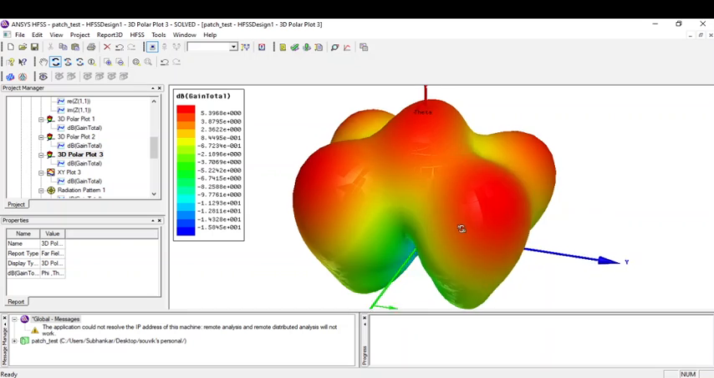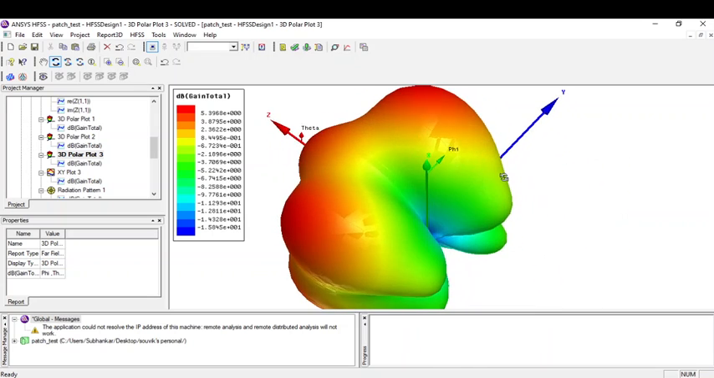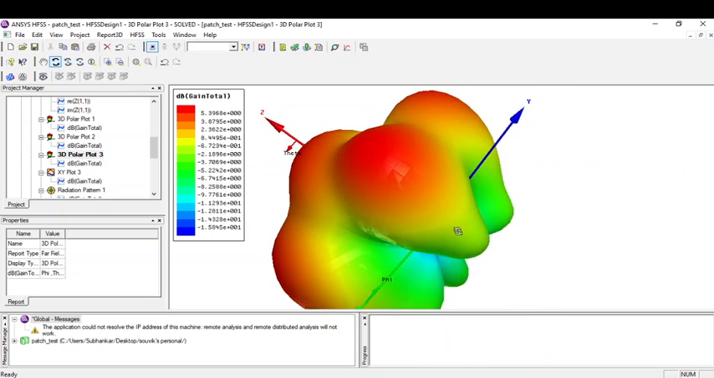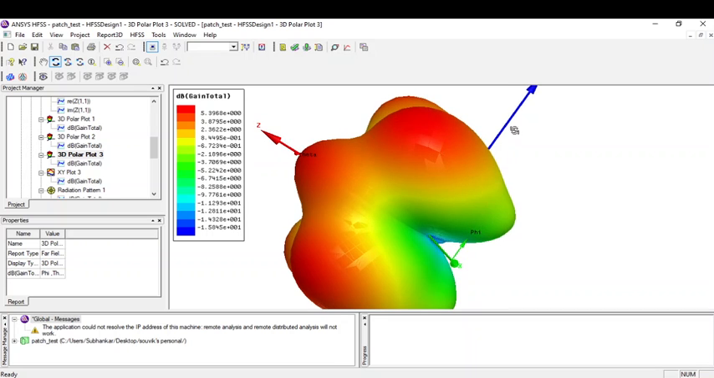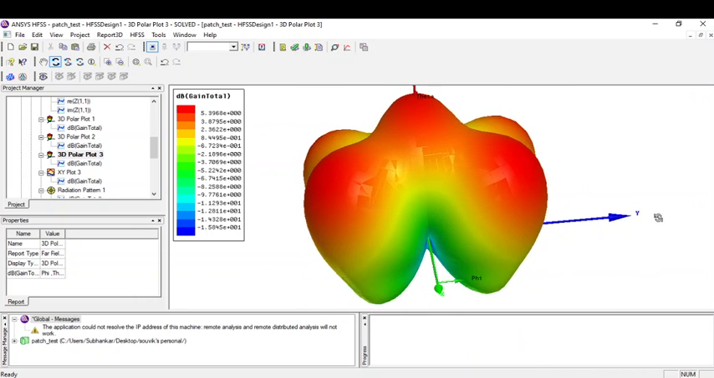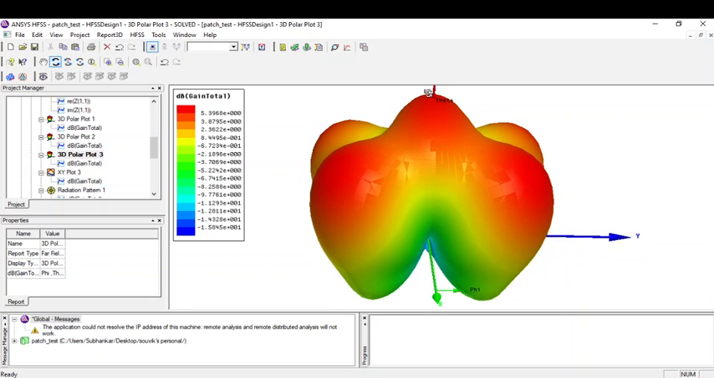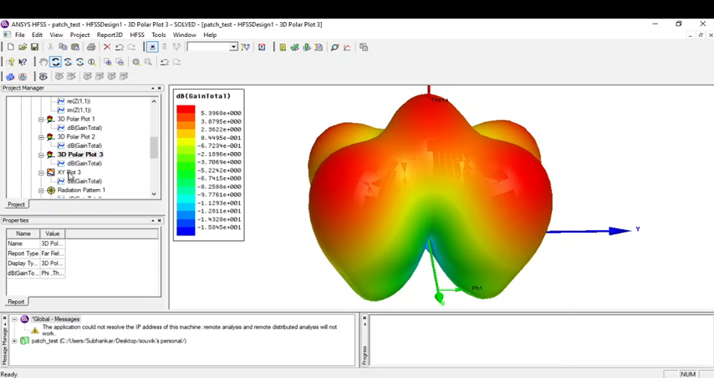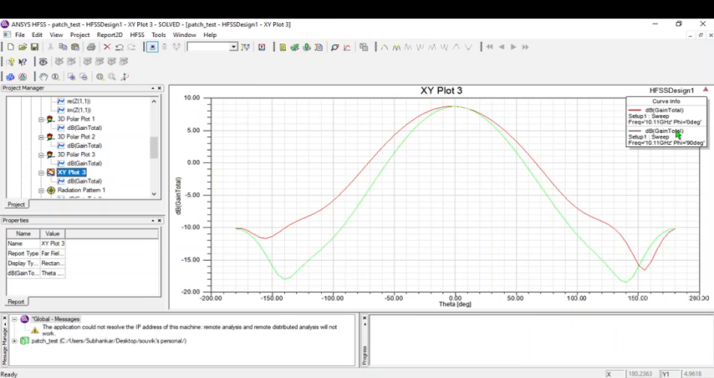Here also we can see there is very little radiation along the z axis, negative z axis. We can see here in the xy plot 3, this is the total gain in dB with respect to theta for phi 0 degree and 90 degree.